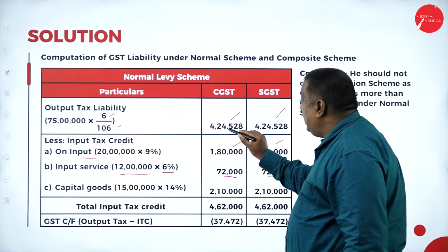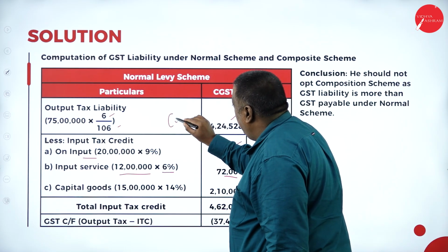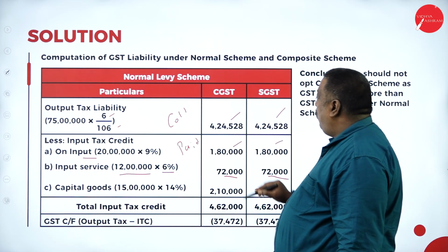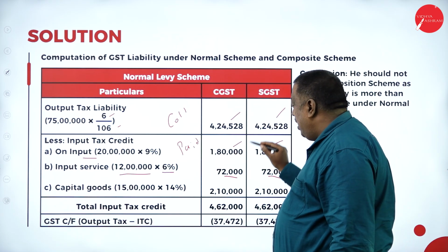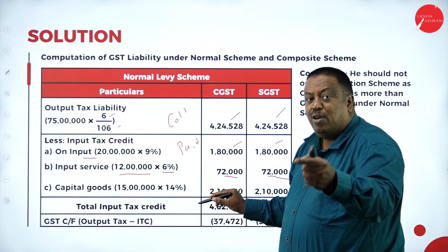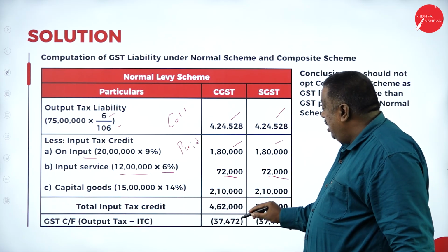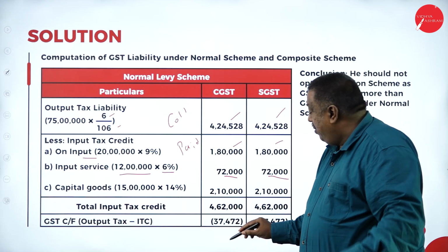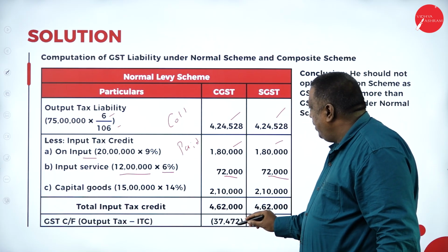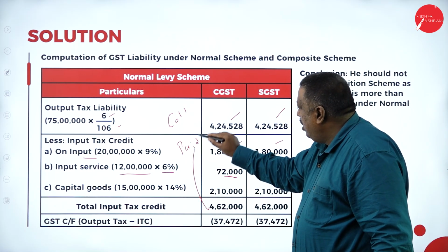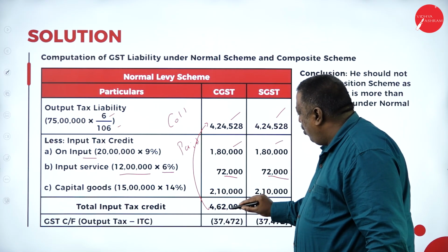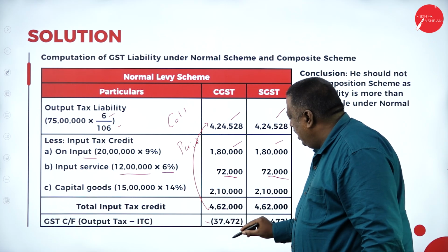But I have collected. This is collection and this is paid here. So I have collected 4,24,528, but I have paid to the government 4,62,000. Still, there is a negative balance we are getting. Still, the amount is with the government, 37,472. 4,24,528 minus 4,62,000 will get a minus sign. So that is the thing.